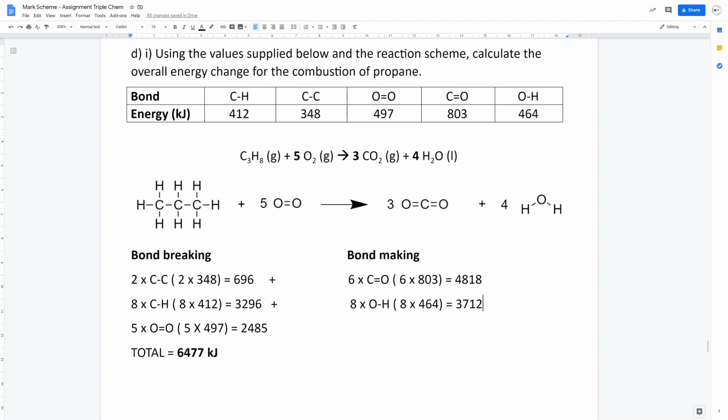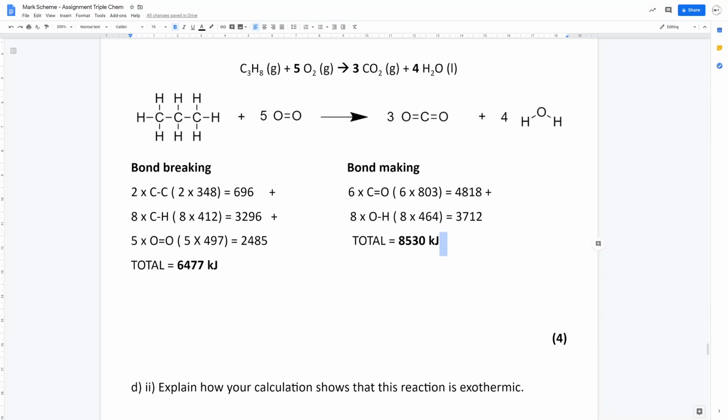Okay, so I'm going to do my total, and then I'm going to add them up. So my total for this, okay, I've got to add that to that. 8,530 kilojoules, lowercase k, capital J. Okay, so there's my bond breaking, there's my bond making.